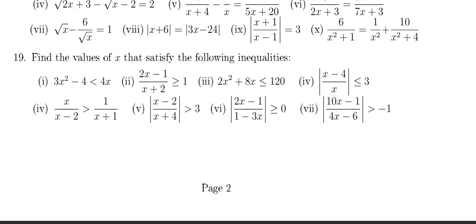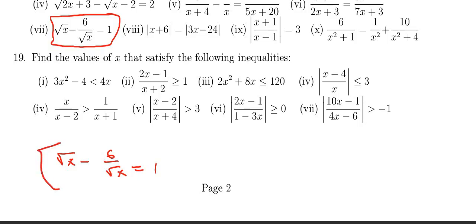Yes. Then how about this one? Have you tried this one before? This one is going to be very interesting. You have the root of x minus 6 over the root of x is equal to 1. The easiest way you can do here is multiplying everything by the root of x. This is going to turn out to be x minus 6 is equal to the root of x. Have you seen what has happened?